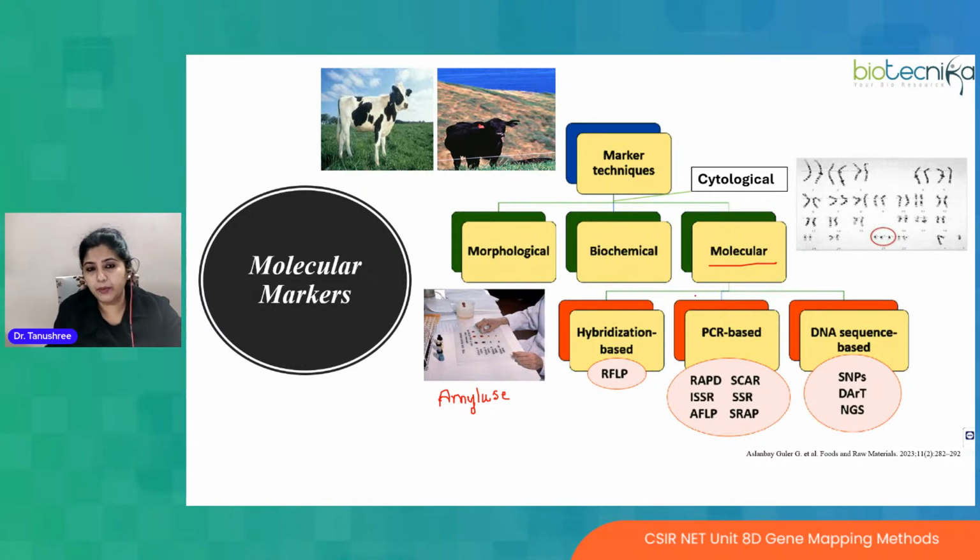We have different types of molecular markers: hybridization based markers, which are non-PCR based. One example is RFLP. Then PCR based, we have RAPD, AFLP, and many more. And then DNA sequence based markers are also there.